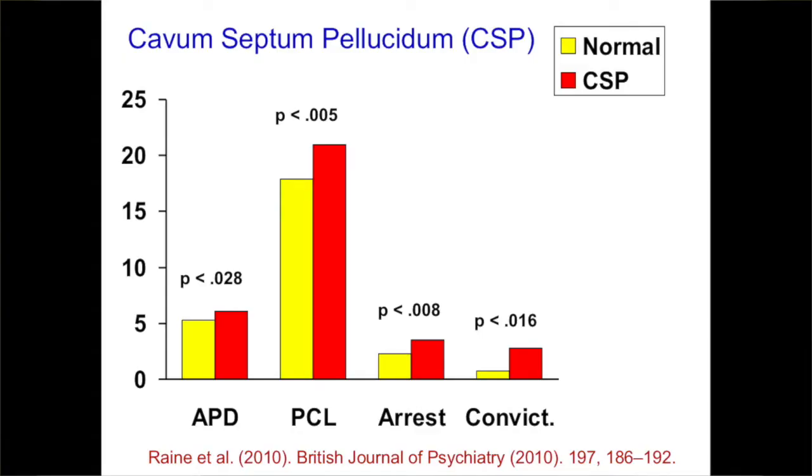We had people with cavum septum pellucidum. We compared them to those without cavum septum pellucidum. The red bars are those with this neurological aberration, which again is occurring very, very early on in life, before 6 months of age. The yellow bars are those individuals who are normal, so to speak, and what we find is that the cavum group have higher scores on antisocial personality disorder. PCL is the psychopathy checklist, higher psychopathy scores, more arrests, more convictions.